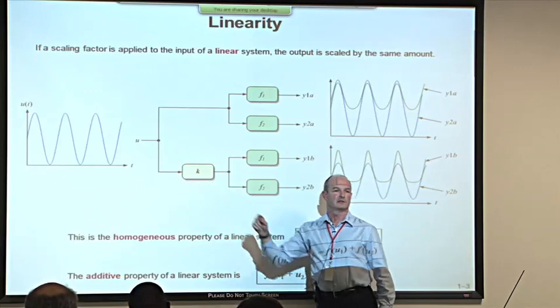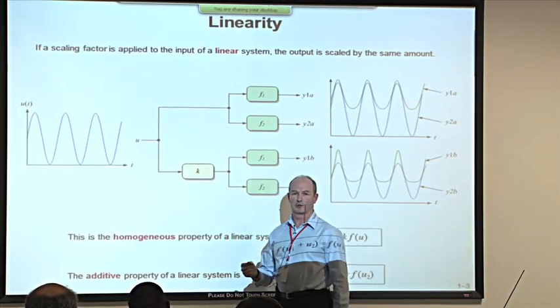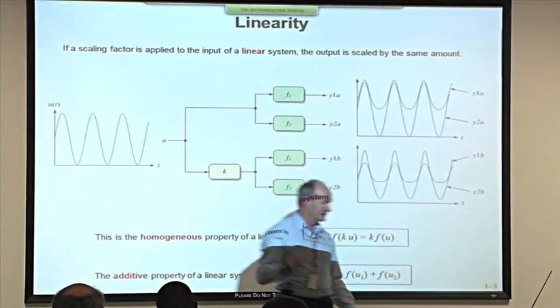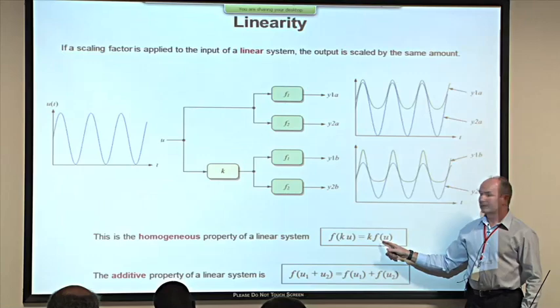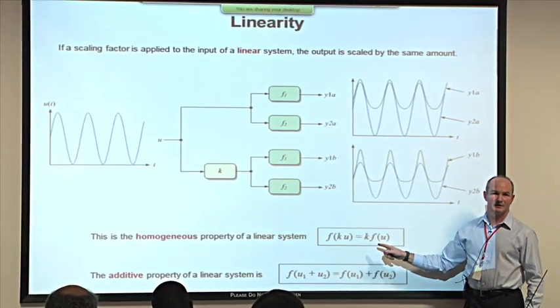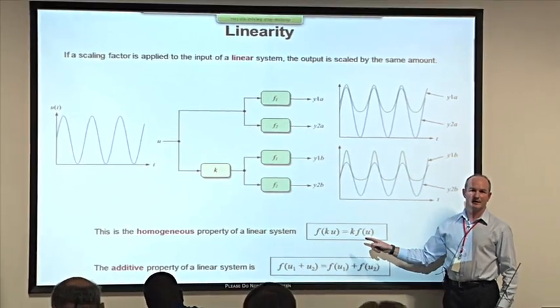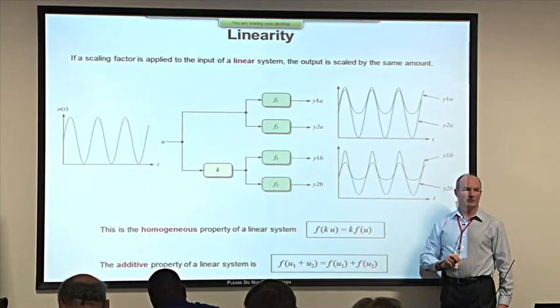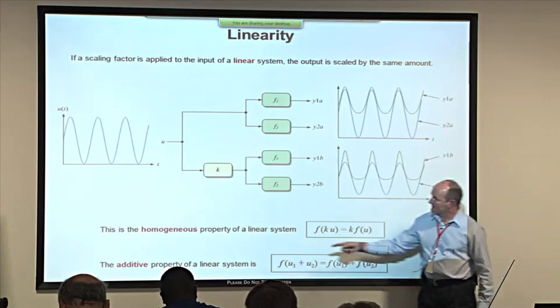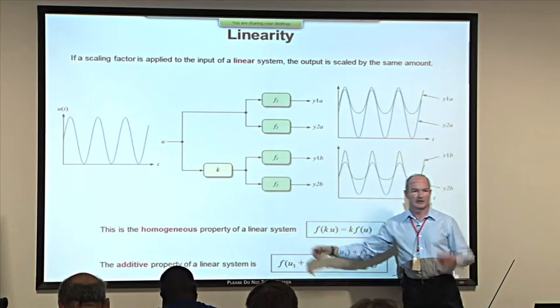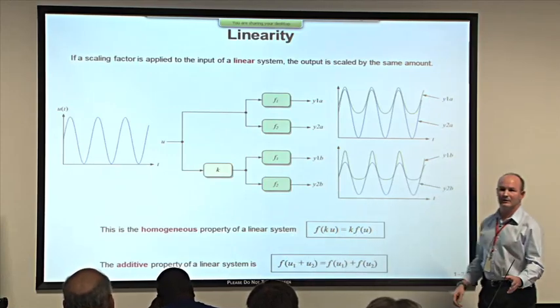What we're seeing is an example of what's known as the homogeneous property of linear systems, which says in equation form that if you scale the input, the output simply scales in proportion. This is called a homogeneous property, and it's one of two properties that all linear systems possess. The other property is known as the additive property. I haven't made a slide for additivity, but you can imagine what it is.